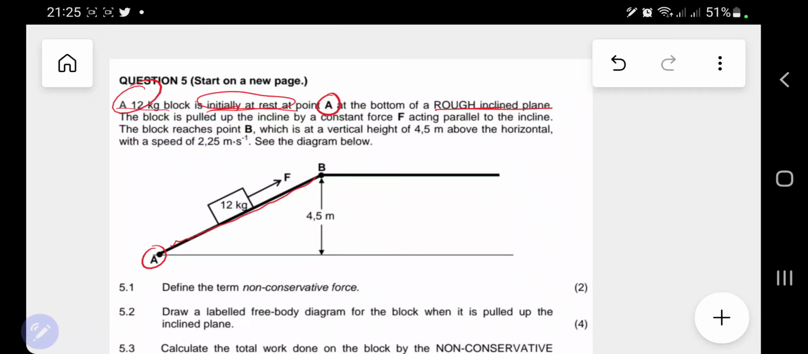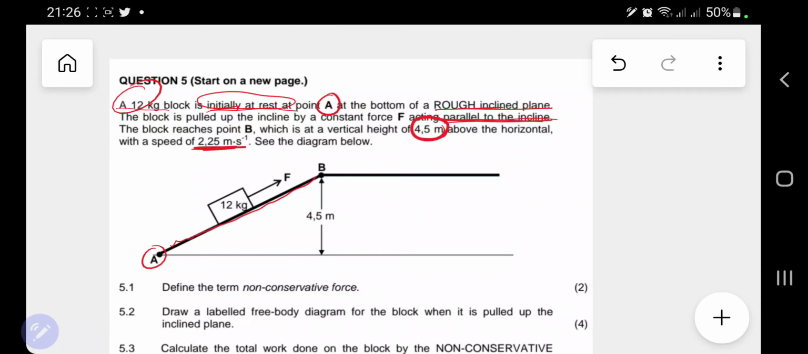The block is pulled up the incline by a constant force F acting parallel to the incline. That is very much important, acting parallel to the incline. The block reaches point B, which is a vertical height of 4.5 meters. This basically gives us an idea of the gravitational potential energy above the horizontal, with a speed of 2.25 meters per second. Another variable that gives us an idea in terms of the kinetic energy of the object.